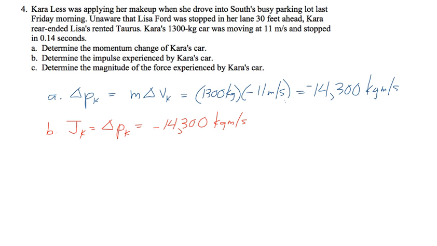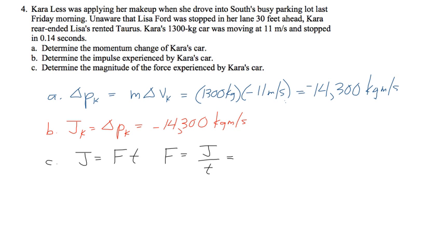Usually when you actually solve an impulse problem, it means newton seconds, because impulse is force of impact times time of impact. And that's why they gave me the time, because in part C, it says determine the magnitude of the force experienced by Kara's car. So the relevant formula is that impulse equals force of impact times the time of impact. I just have to rearrange this to solve for the force of impact. So the force of impact is going to be impulse divided by the time.